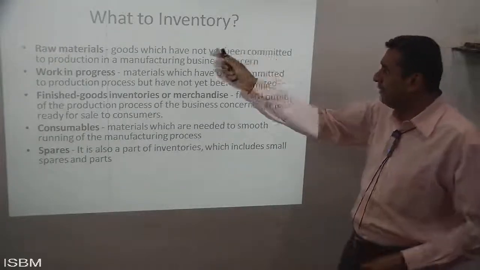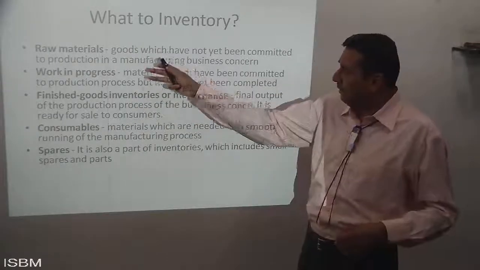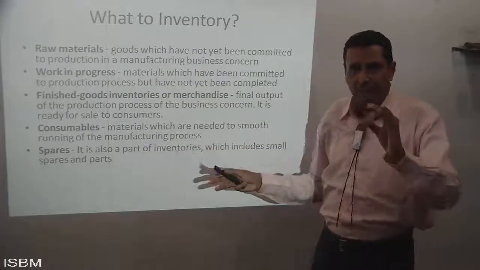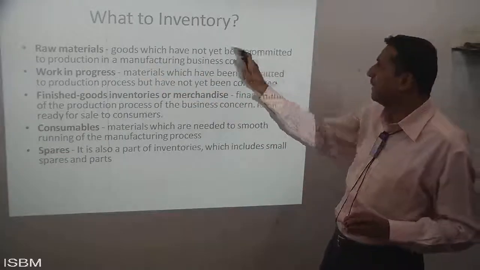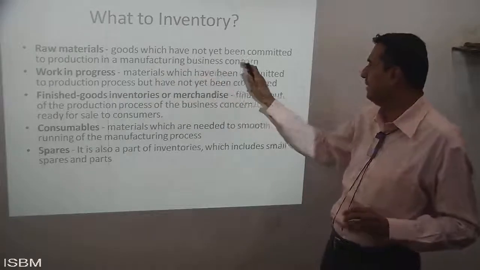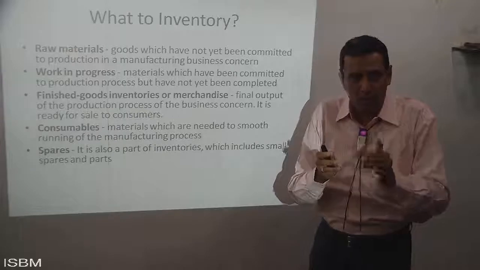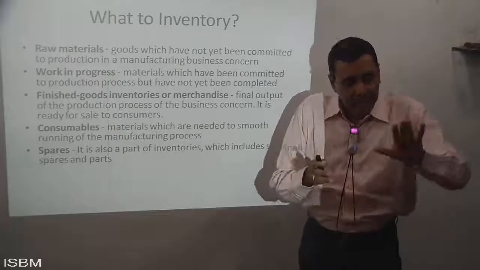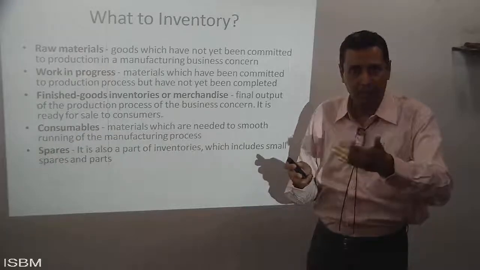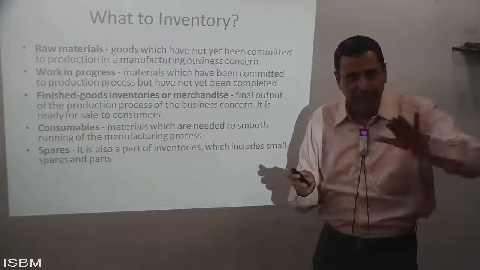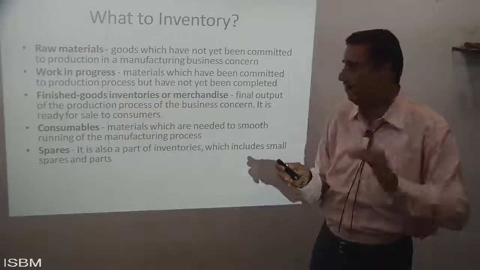So what are the classes of inventory? These are the typical forms of inventory in any organization. First, raw material: goods which have not become committed to production in the manufacturing business concern. The raw material which you have procured for producing goods, lying on the floor, yet to be issued to the production line for producing the final product, is known as inventory of raw material.